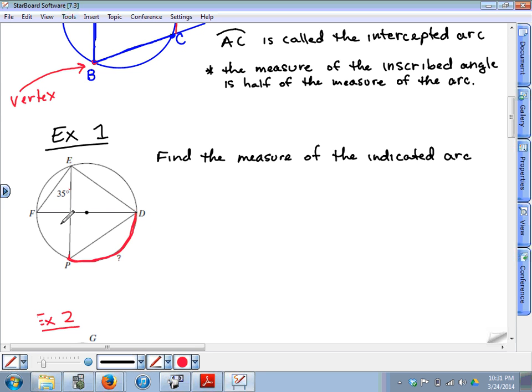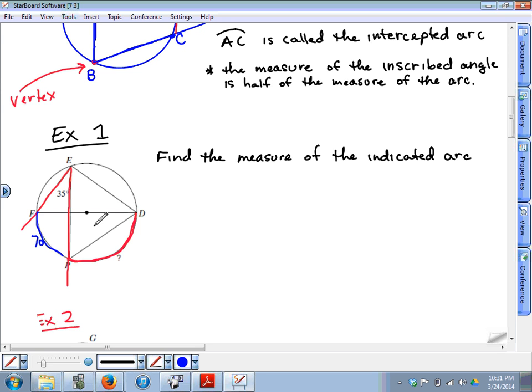Notice we do have the measure of an angle right here, though, 35 degrees. If we trace that angle right here, that will tell us this arc from there to there. That's the intercepted arc that matches this inscribed angle. If the angle is 35 degrees, then that arc is 70.